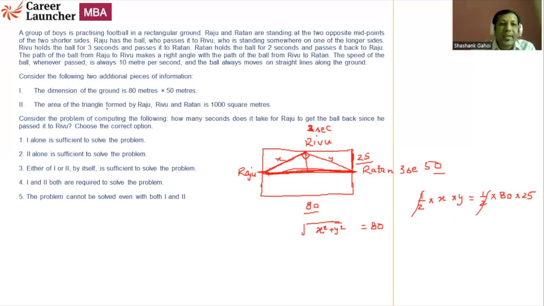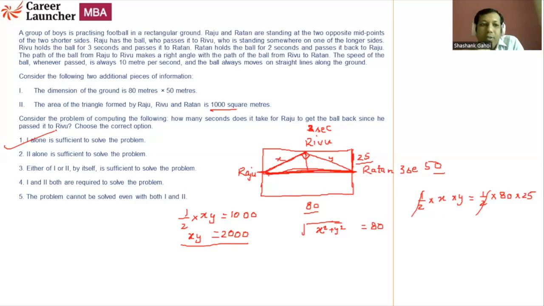Okay. The second one says that the area of the triangle formed by Raju, Rivu, and Ratan is 1000 square meters. So basically, it says that half into x into y is equal to 1000. Okay. So I can have x into y is equal to 2000. But how many variables do we have? Two. How many equations do we have? One. So can we get the answer for this question? Definitely not. So my answer of this question is going to be first alone is sufficient, but second alone is not. Whenever we are trying to solve a question of data sufficiency, we actually do not need to calculate the actual value. We just need to figure out whether we can solve the question or not.